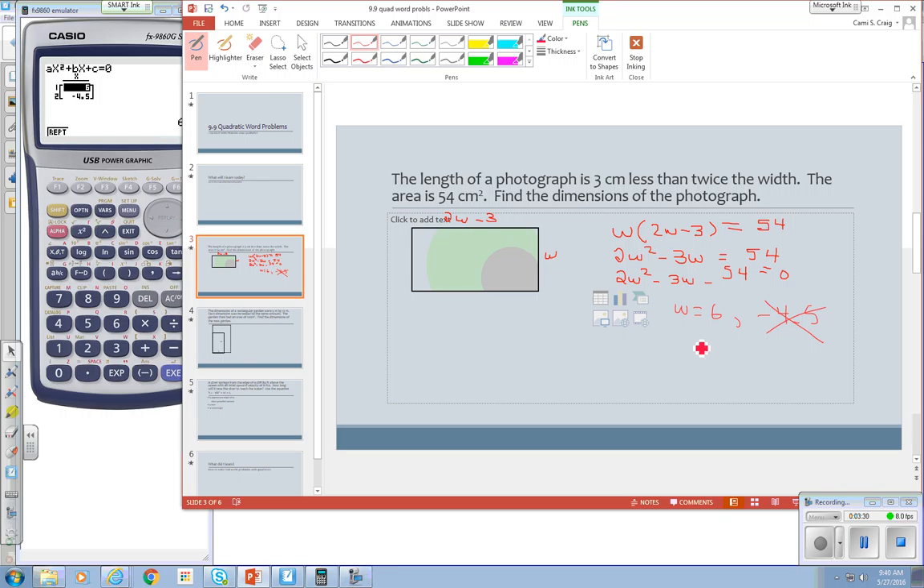So now, if my width is 6, I just find my length by 2w minus 3. So 12 minus 3, which is 9. Okay. So the dimensions of my photograph are 6 centimeters by 9 centimeters. And if we wanted to double check, remember, you just find area by length times width, and 6 times 9 is 54. All right. Now, I know that some of you probably could have figured this out in your head? Absolutely. Okay. But we want to be able to write the equations when we get more difficult problems.